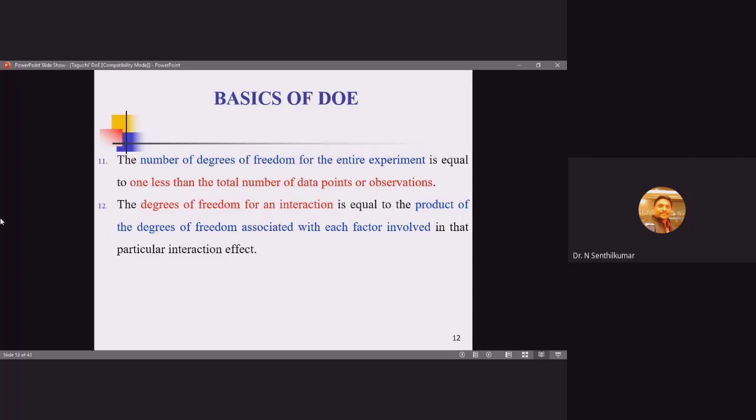So it is equal to the product of the degrees of freedom associated with each factor involved. Here the factors involved are cutting speed and feed rate. Okay. So here we are going to use this term confounding. Confounding is nothing but the combined influence of one or two factors on the output.